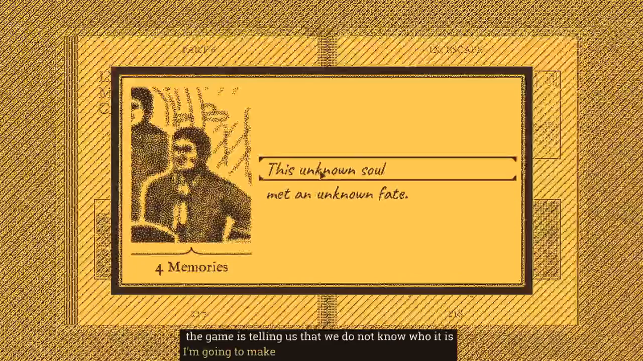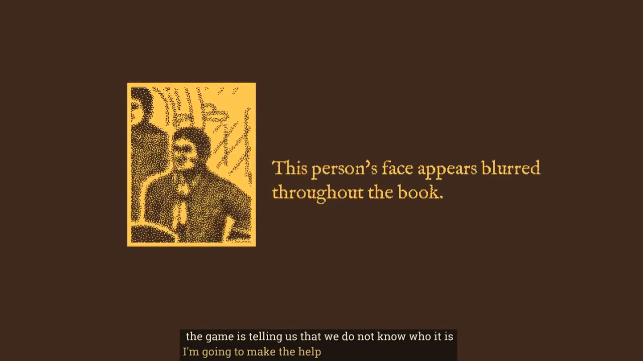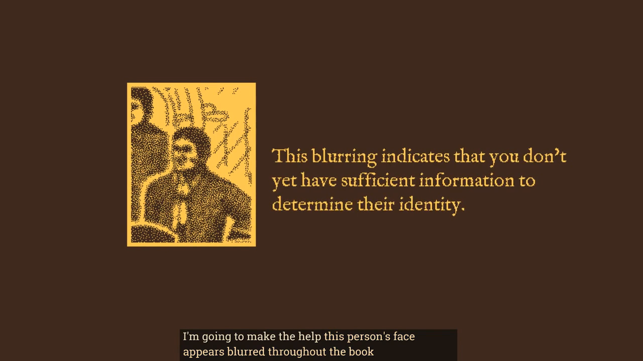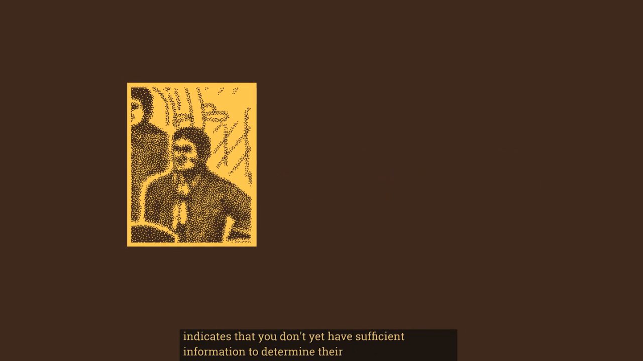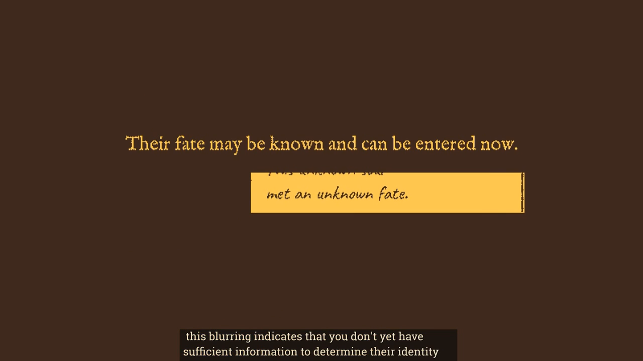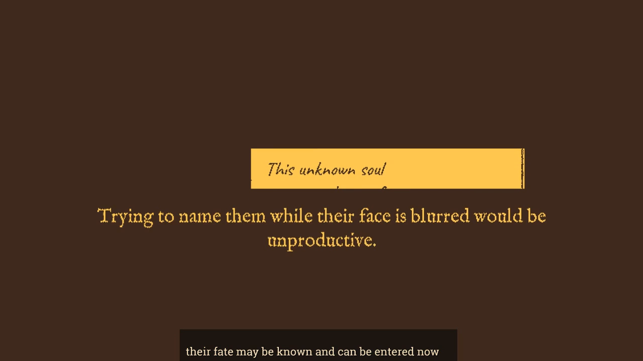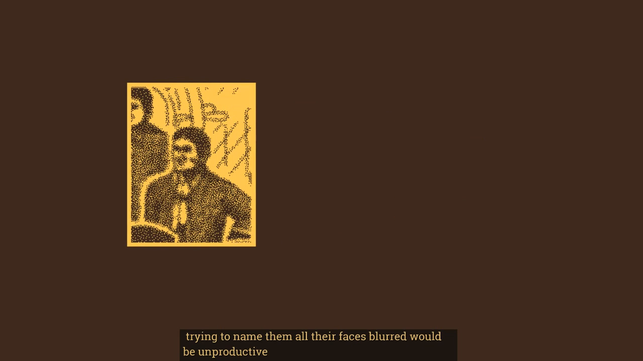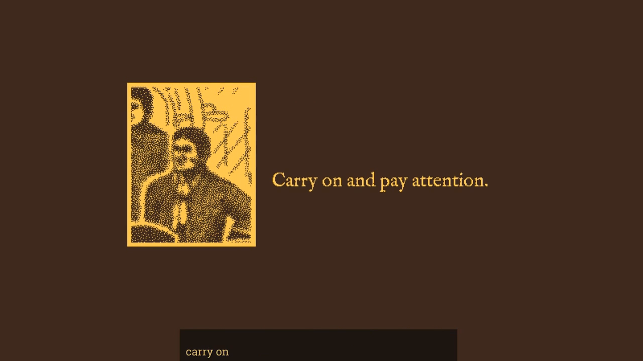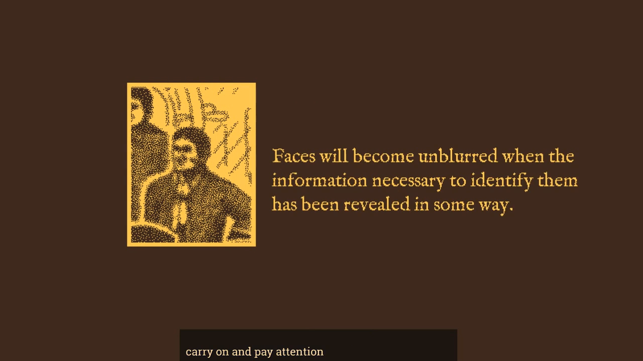Oh. This person's face appears blurred throughout the book. This blurring indicates that you don't yet have sufficient information to determine their identity. Their fate may be known and can be entered now. Trying to name them while their face is blurred would be unproductive. Carry on and pay attention. Faces will become unblurred when the information necessary to identify them has been revealed in some way.